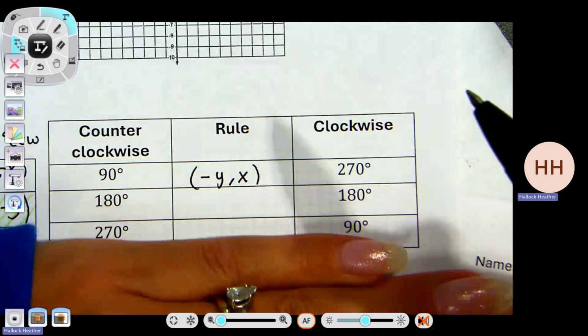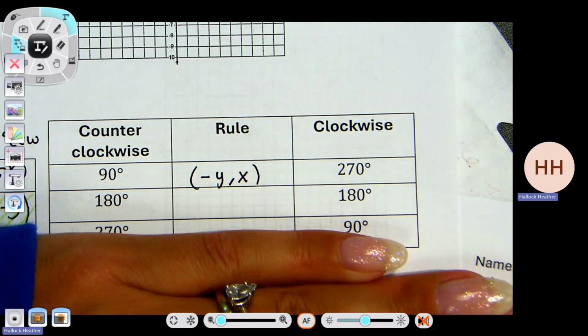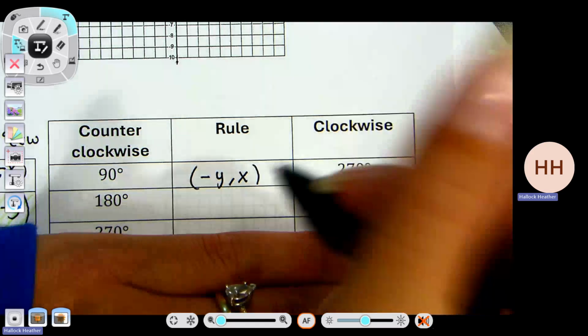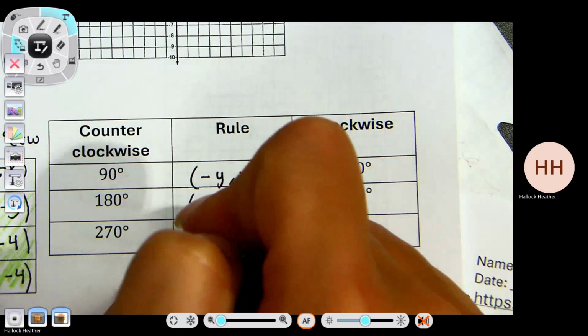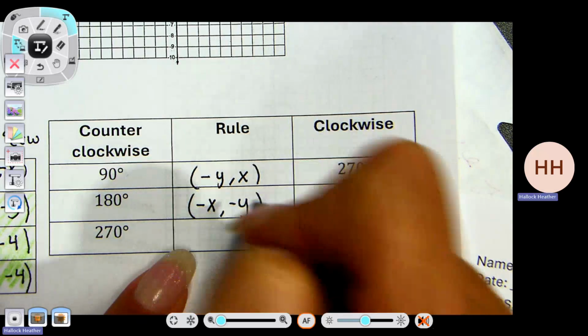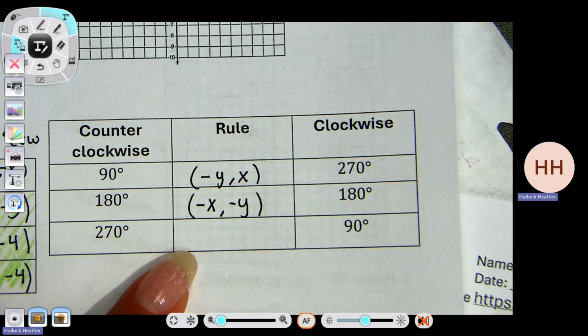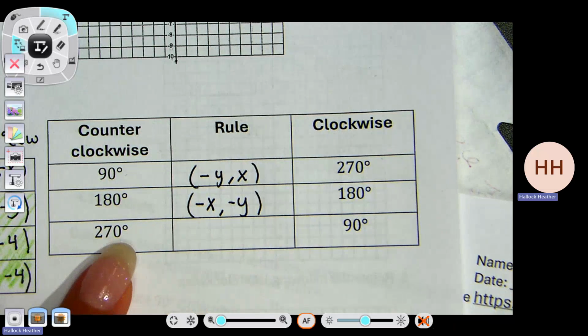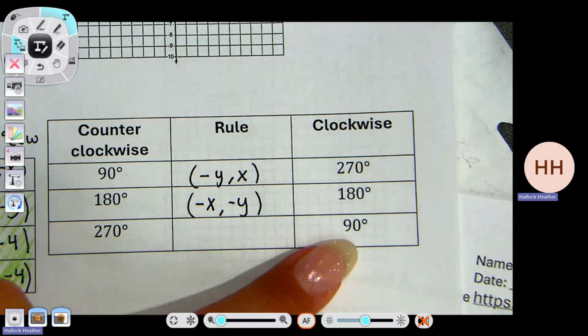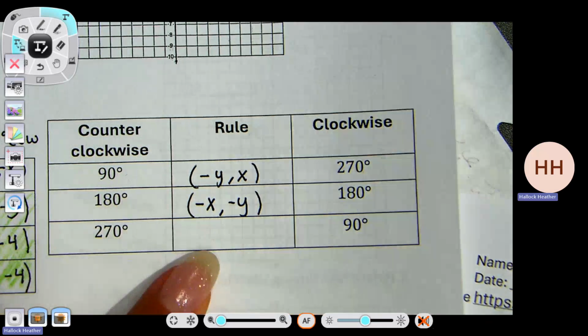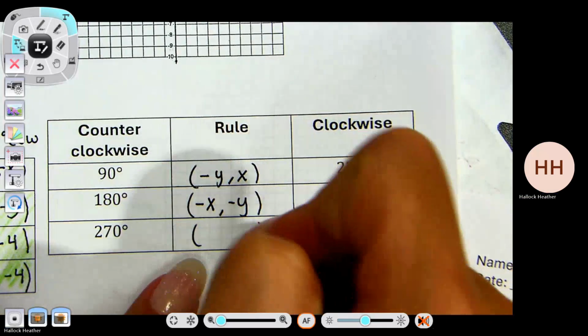Okay, 180 is 2 quadrants, and it's the same no matter which direction you go. 2 to the left or 2 to the right, you're going to end up in the same one. So what is our rule for that one? Perfect. Negative X, negative Y. This is the only one that they do not flip. They just turn negative. And then the last one is 270 counterclockwise, which is the same as 90 degrees clockwise, which is what? Y, negative X.